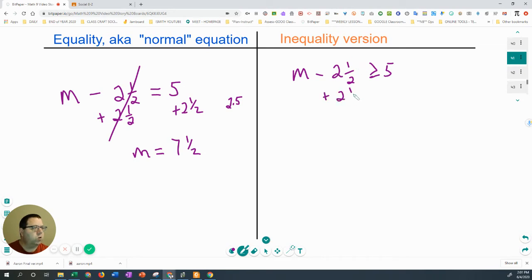You're going to get rid of your constant first. Let me just add the 2.5 to both sides. Okay, that goes away. And m is greater than or equal to 7.5. So I've just given you 3 examples. It doesn't matter how big or small the numbers are. Yes, I used easy examples, but I could have made it super complicated.